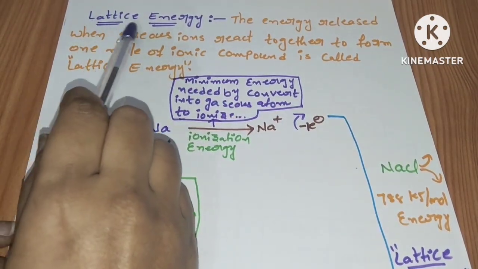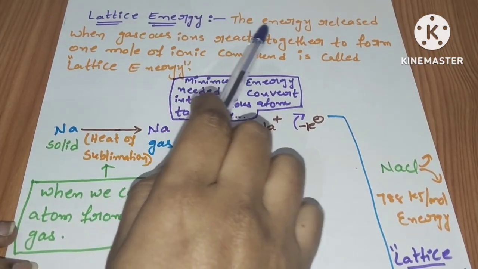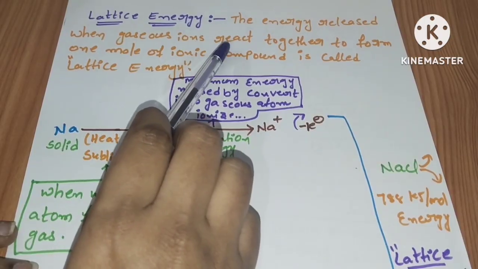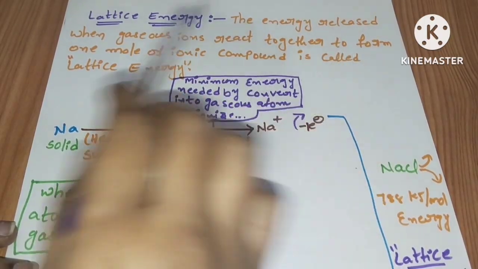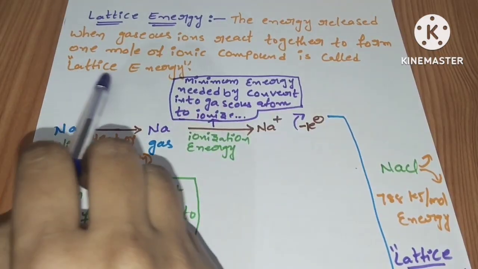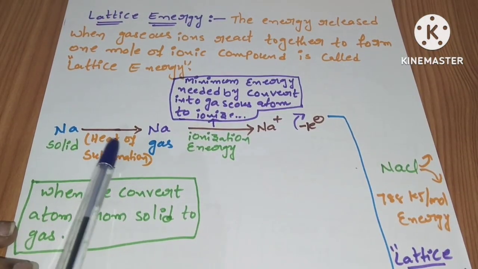Today's topic is lattice energy. What is lattice energy? The energy released when gaseous ions react together to form one mole of ionic compound is called lattice energy. Here I consider sodium chloride.